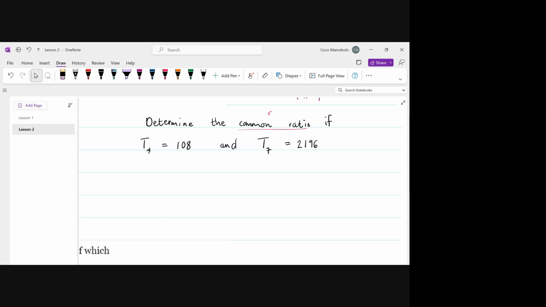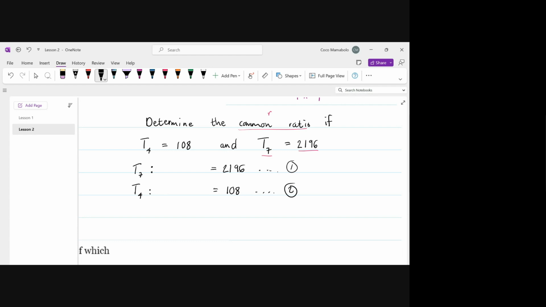Now remember, guys, we always take the bigger number first. We take the number in the furthest position first. So I'm going to start off. I'm going to say T7 equals 2196, and I'm going to name this equation 1. And then I'm going to go T4 equals 108, and I'm going to name this equation 2.